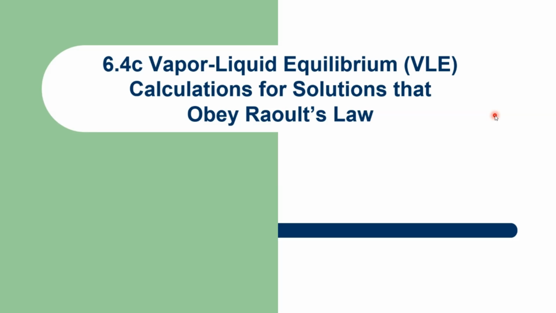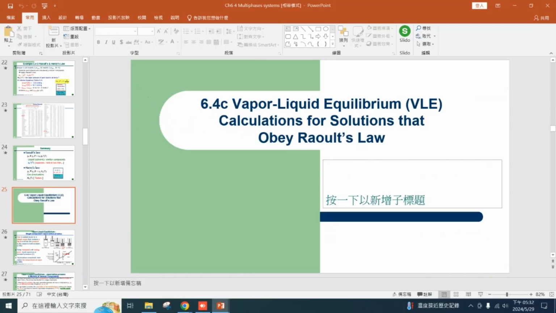I think we run out of time to introduce section 6.4c, VLE calculations for solutions that obey Raoult's law. This is important. I think this might be in your final exam. So I want to leave this topic for next week. Please pay attention to the lectures next week, okay?